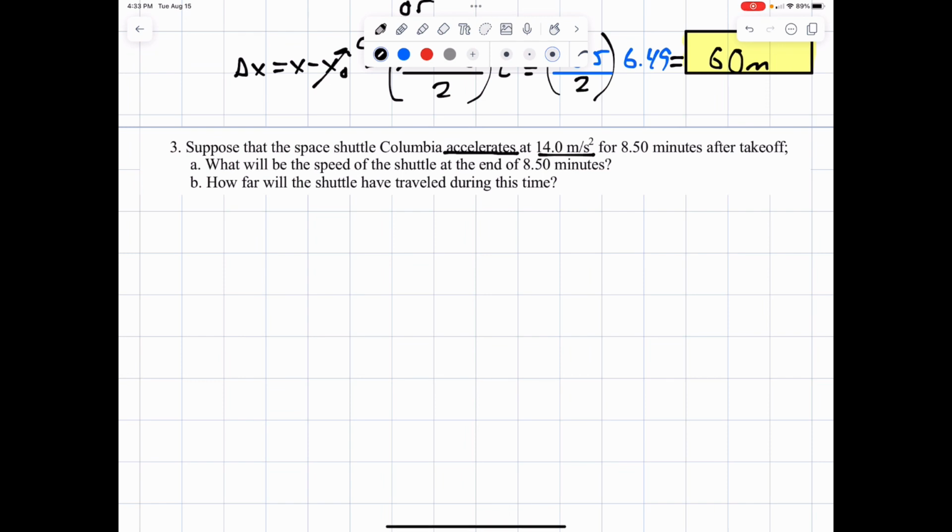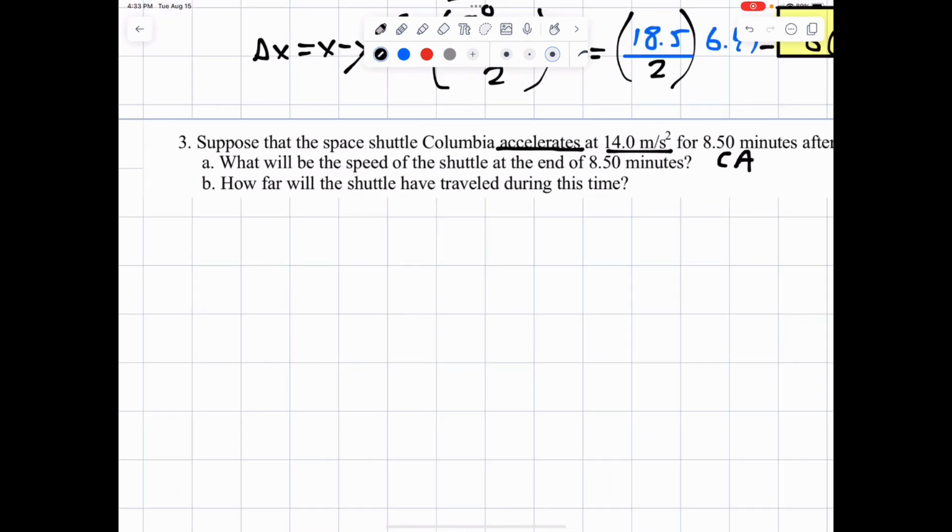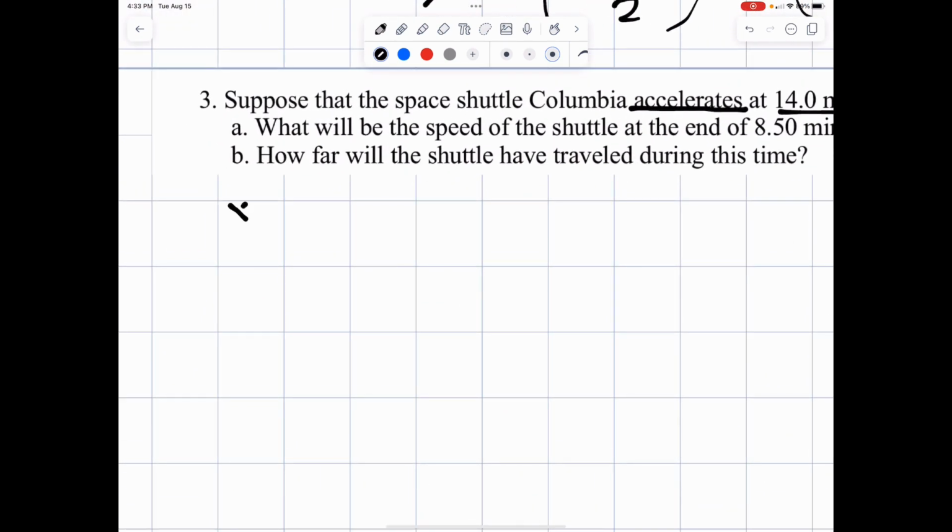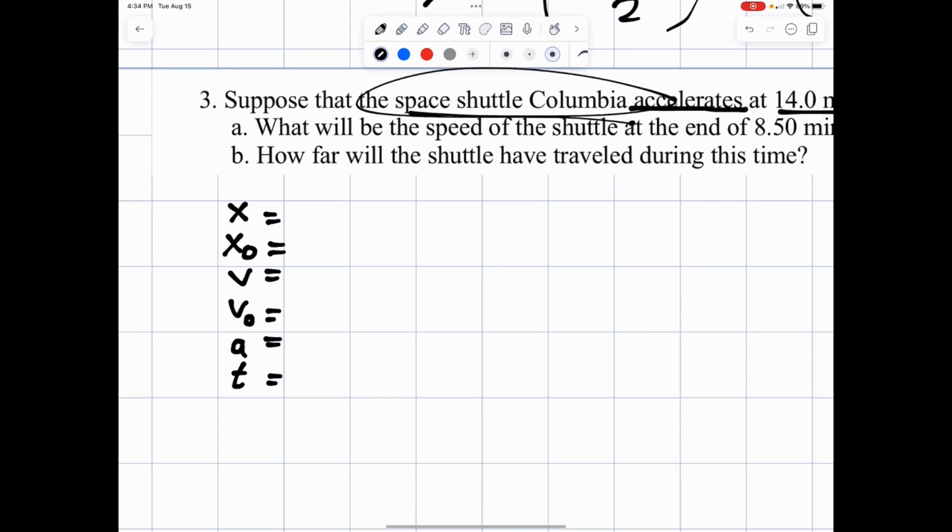So I am going to make a constant acceleration list. Normally my acceleration list looks like x, x naught, v, v naught, a, and t. That's my normal list every time. But you have to understand, the space shuttle takes off in which direction? Vertically, in the y direction. So I need to account for that by changing the x to a y. So this becomes y, and this becomes y naught. It's the only change I really need to make.